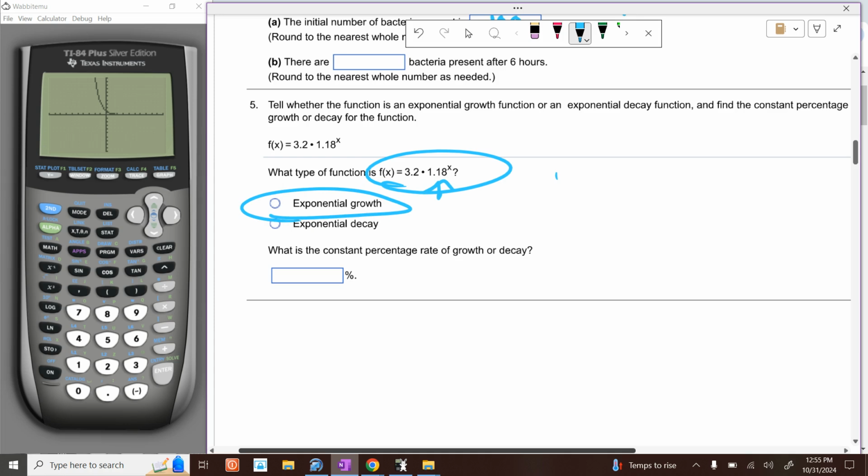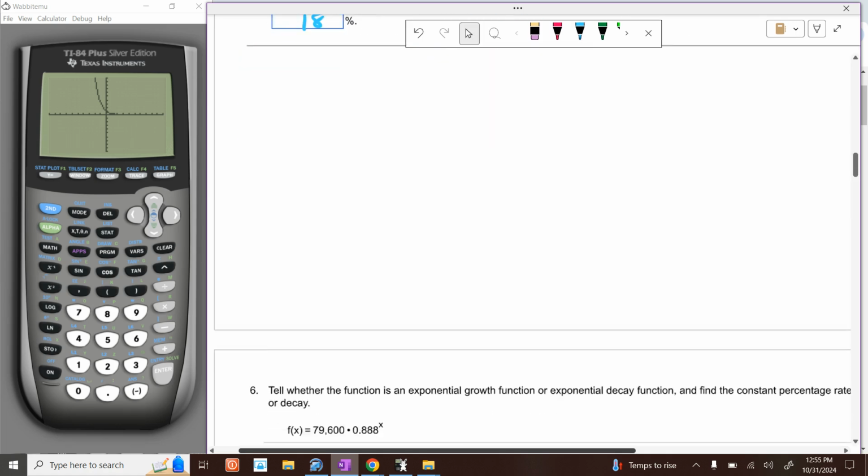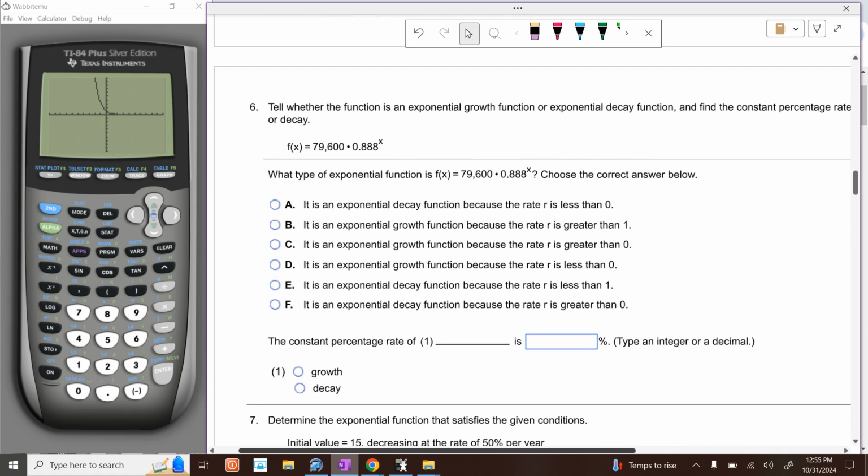Okay? What's the constant percentage of growth? Well, it's 18% growth because it's 100 plus another 18%. So it's 118%, so it's 18% of growth. Okay? Growth or decay?